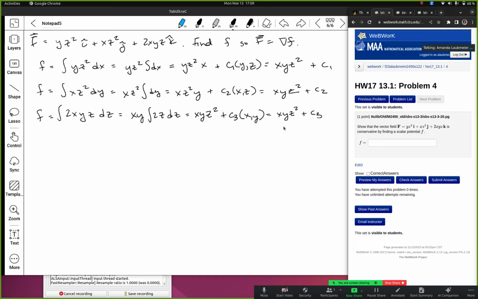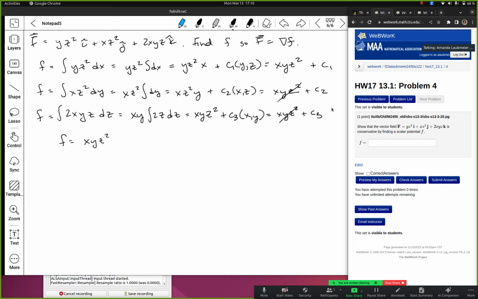So now it's easier for me to see that these three things I got out of my integrals are all exactly the same. The reason that matters is because my approach is always to say, okay, f is going to be made up of everything that I found from the first integral. But then when I get down to the second integral, I cross out any terms I've already found before, which was that xyz squared. And then if there were other terms, I would go ahead and add them here, but there are no other terms, so I don't have anything to add.